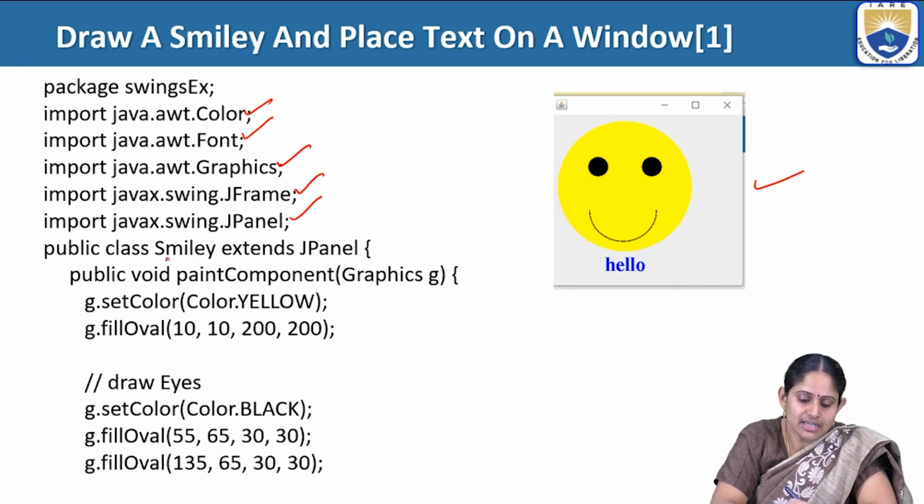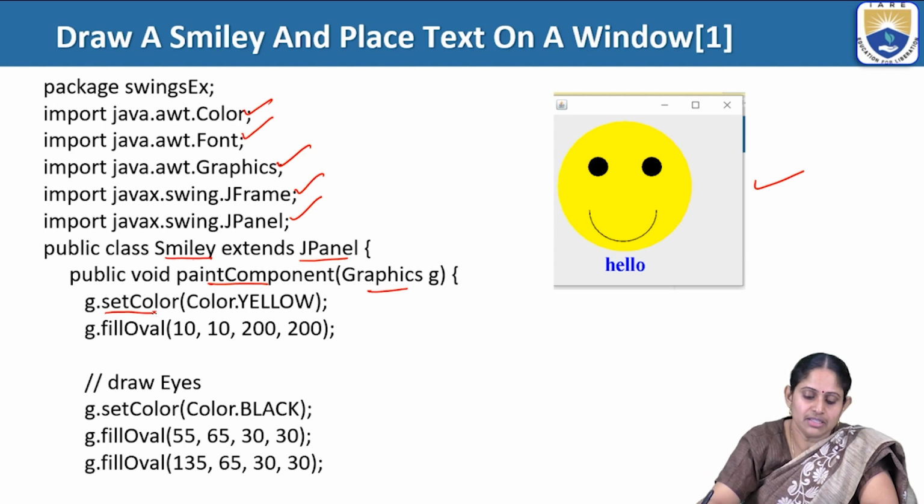Then we have our class Smiley, which is extending the panel, since we will be drawing all our graphics objects onto the panel. Then we have to invoke the paintComponent, which will take a graphics object as its parameter, and using that graphics object, we will call the methods. So we are calling the setColor method to set the color.